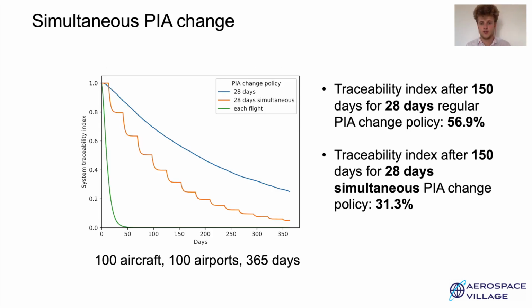So this graph represents the traceability index curve of the 28 days update policy with the PIA updates uniformly distributed in blue, the 28 days policy where all aircraft update their PIA simultaneously in orange, and in green the best theoretical performance where aircraft change their PIA for each flight. So we observe a major improvement for the simultaneous update policy compared with the uniformly distributed one. For instance, after 150 days, the traceability index goes from 56.9% in the regular PIA down to 31.3% in the enhanced version.